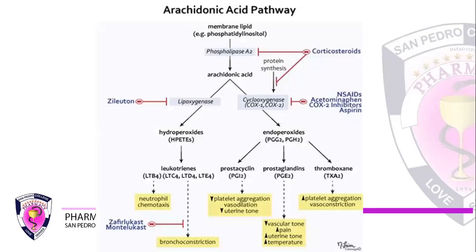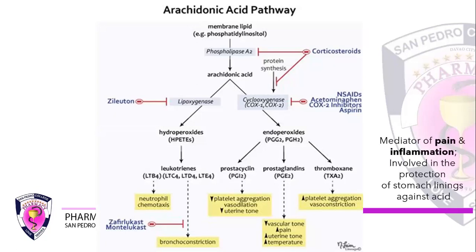Okay, so I hope you're still familiar with this pathway. Our aspirin is a non-selective COX inhibitor, so it inhibits both COX-1 and COX-2. Both of them are mediators of pain and inflammation because they result in the products called prostaglandins. Prostaglandins are responsible for pain and inflammation. So if you inhibit the COX enzyme, it will not give rise to prostaglandins, so no pain and no inflammation.